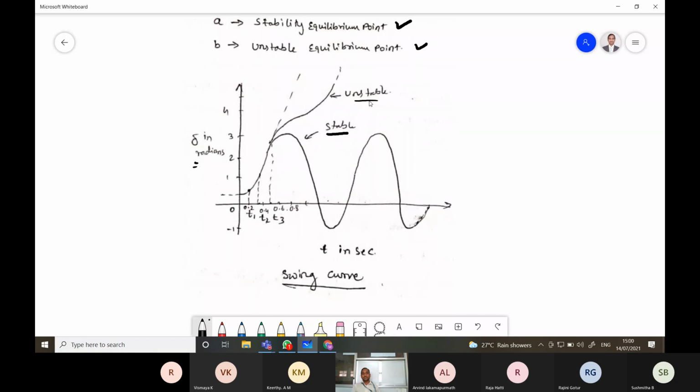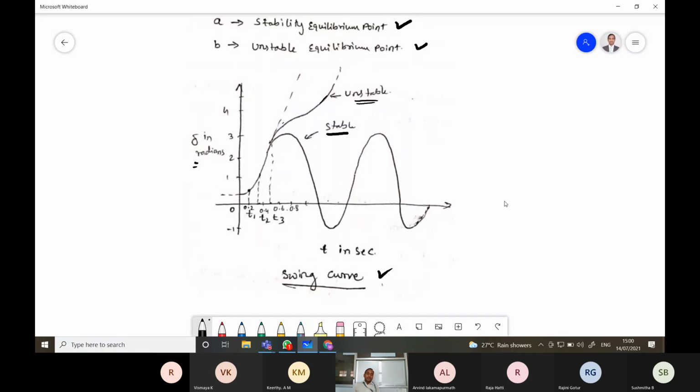If delta is more than 90 degrees, then the curve will go like this. This is called the unstable point. This will not swing. The unstable curve will not swing. If it is swinging, definitely it will come to the steady state position if the delta angle is less than 90 degrees. Okay, so this is what a swing curve is.